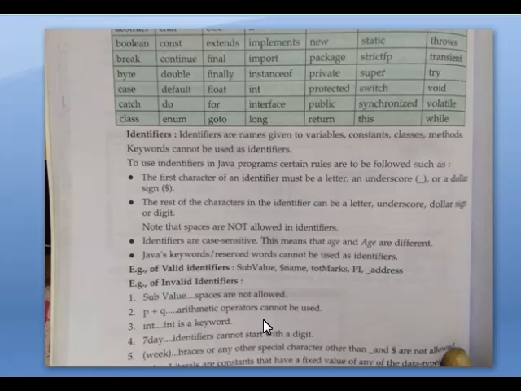So when you are writing an identifier or a variable name, no symbol can be used except the dollar sign. Okay. Then int cannot be used. This int is a keyword. So when you are declaring a variable name, don't use keywords as the variable name. The next one is 7day. Identifiers cannot start with a digit. So this is also invalid because identifiers never start with a digit.